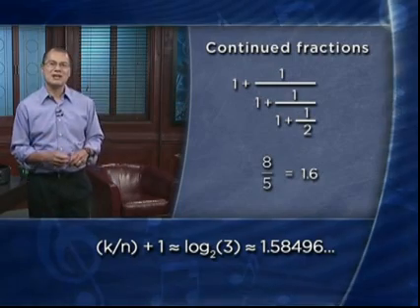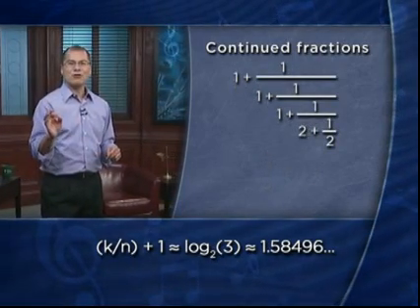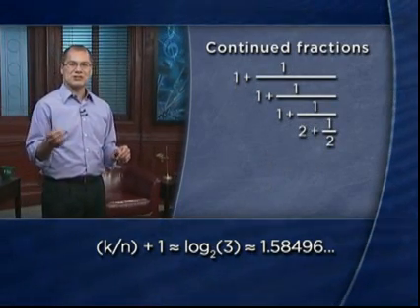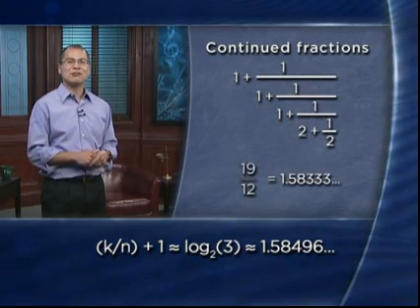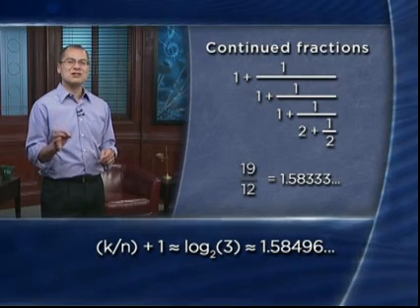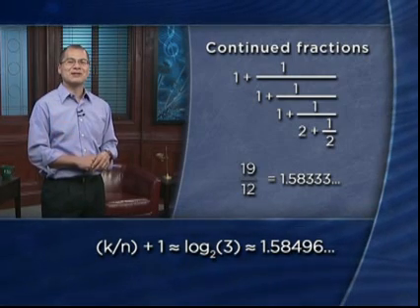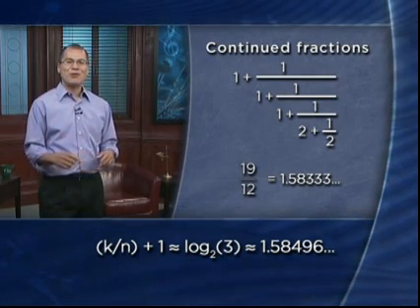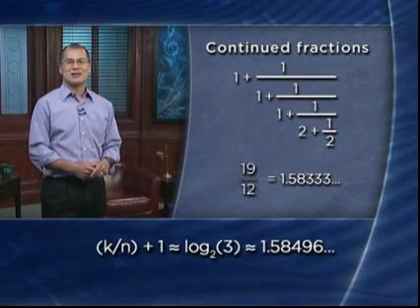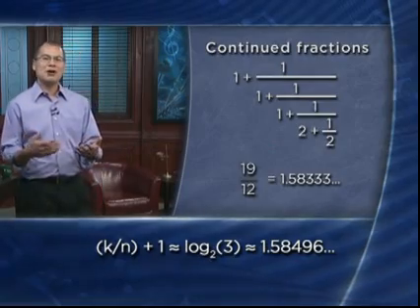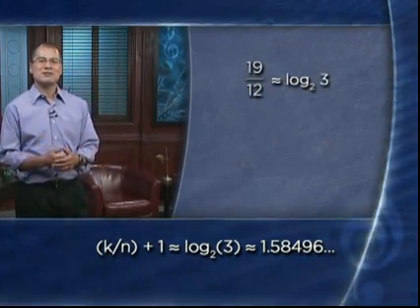Let's see what happens when we take one more. When we take 4 layers, this is what the continued fraction looks like, and the value of it is 19 twelfths. It's 1.583. That's getting quite close to the actual value of the log base 2 of 3. So let's stop there for a second. What would it mean musically to take this as our rational approximation? Well, it would mean that we are approximating log base 2 of 3 with 19 twelfths.